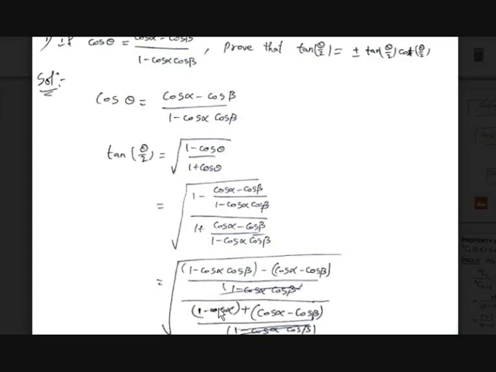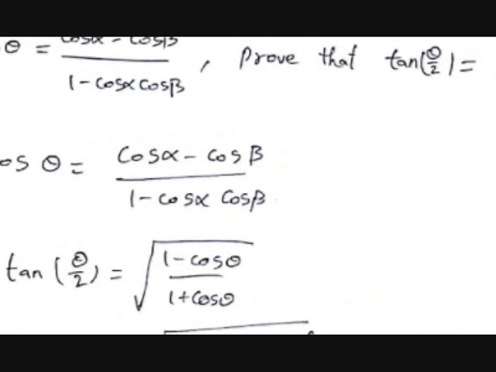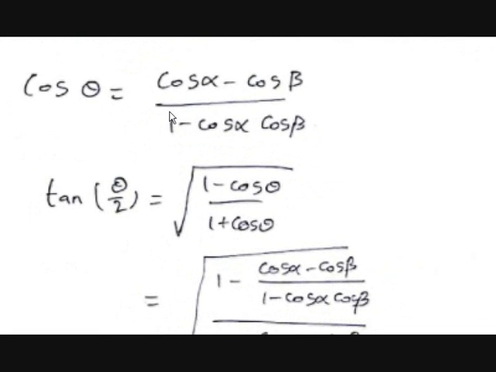Okay, here is the question: if cos theta is equal to (cos alpha minus cos beta) by (1 minus cos alpha cos beta), then prove that tan theta by 2 is plus or minus tan alpha by 2 into cot beta by 2. Let's see how we can prove that. First, cos theta is (cos alpha minus cos beta) by (1 minus cos alpha cos beta).